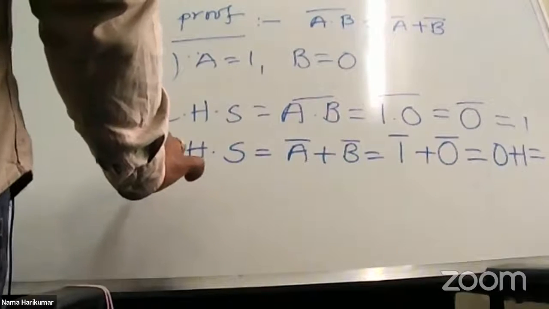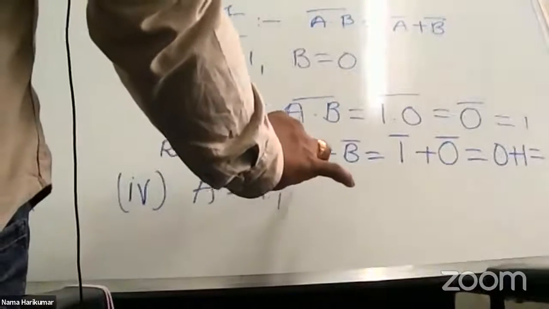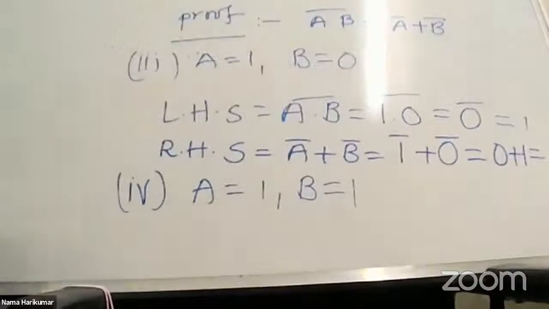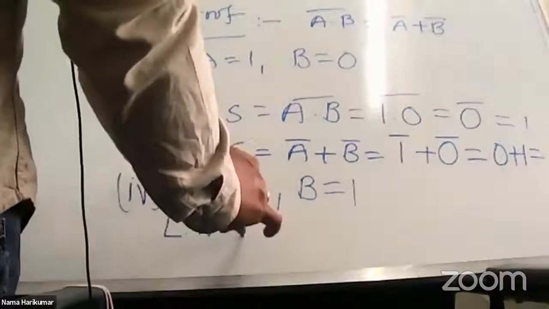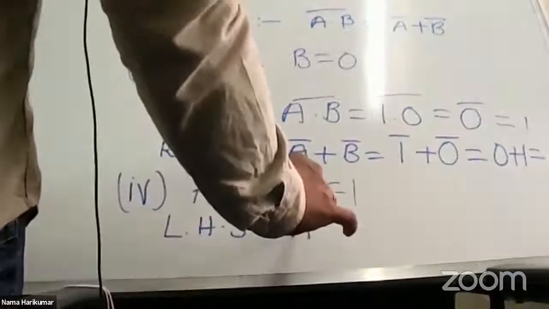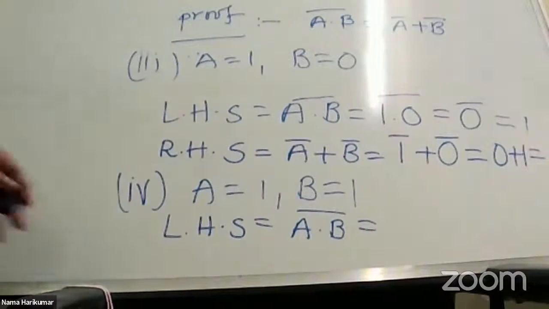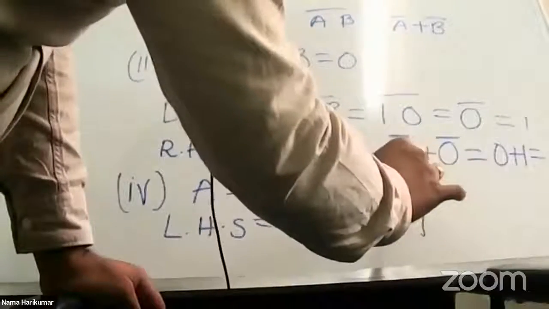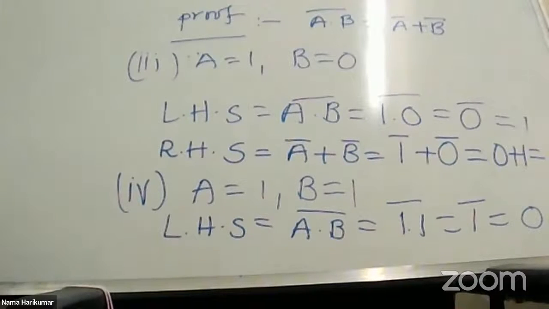So the last one is the fourth one. Fourth one is A equal to 1 and B equal to 1 value. In the LHS, formula is A dot B complement. The A value is 1, then B value also 1. So 1 into 1 is 1. 1 complement is 0. That is the LHS value.